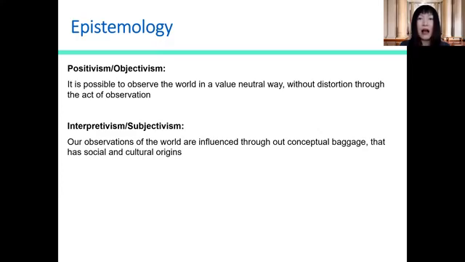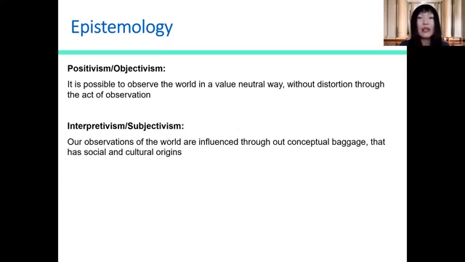So how do we know what the world is? It is possible to observe the world. So we can observe the world to know this ontology of what the world is.